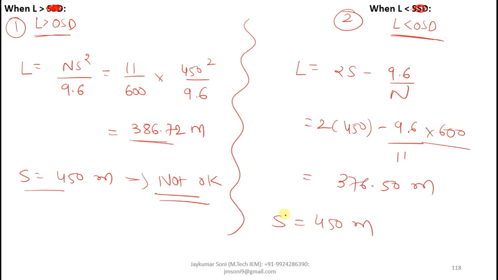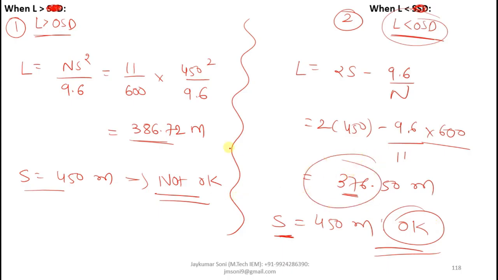S we have calculated as 450 meter. So you can see that L is less than OSD, which we have considered. So it is the OK criteria. So the length that we will consider for the summit curve will be 376.50 meters.